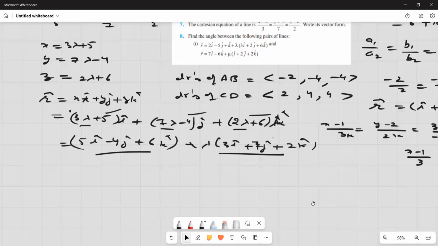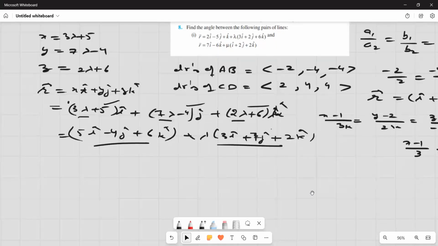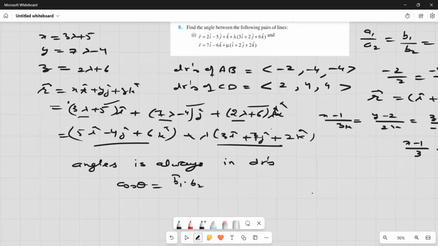Next, find the angle between the following pairs of lines. Angle is always between their DRs. Always in DRs. So cos theta is equal to V1 dot V2 upon magnitude of V1 times magnitude of V2.